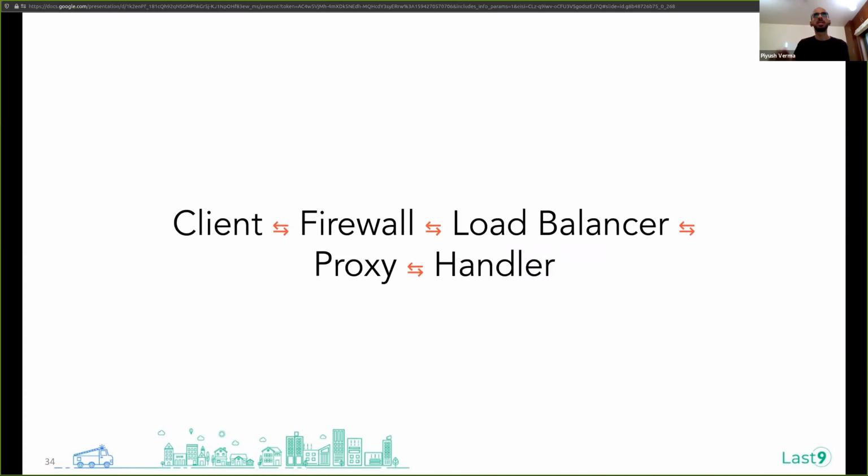What does a typical connection flow look like? Client will call a firewall. Firewall will call a load balancer. Load balancer calls a proxy. Proxy calls a handler. Now, handler is the one where my code is, something which I'm only in control of. Everything else, firewall, I got it from AWS or GCP, load balancer, something similar. Proxy, I'll be using something like Ambassador, or something else.